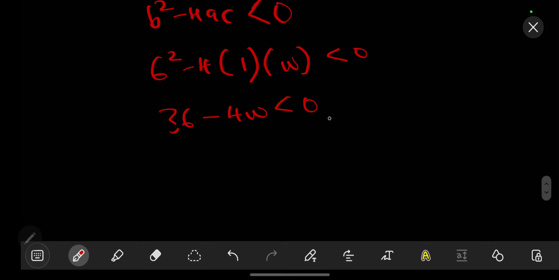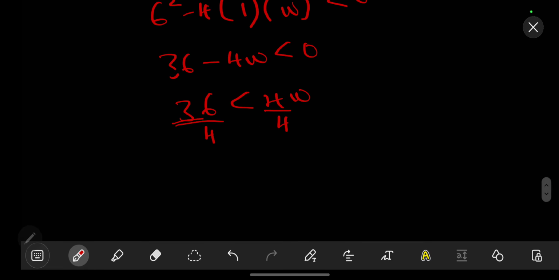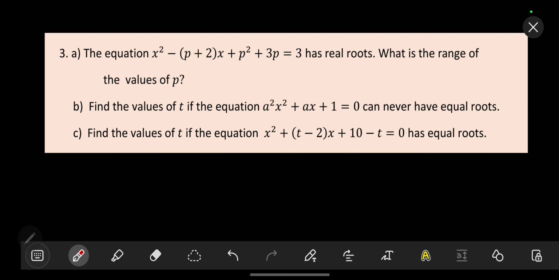So we are going to take the 4w to the other side, so we have 36 should be greater than 4w. We divide by 4 over 4, and we end up with 9 is less than w. So this is our last solution for that one. Let's look at the next question.